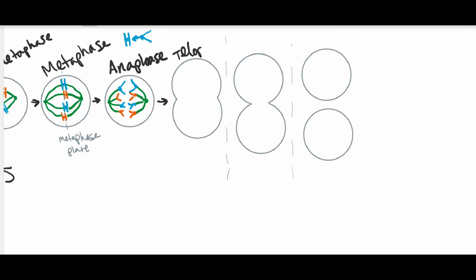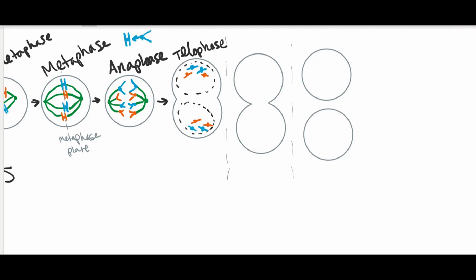Telophase, however you prefer to pronounce it, all right? So during telophase, the key components here are, number one, our chromosomes are now at the poles of the cell, right? They've been pulled to the poles of the cell. So poles meaning ends of the cell, all right? And we have our nuclear envelope reforming.